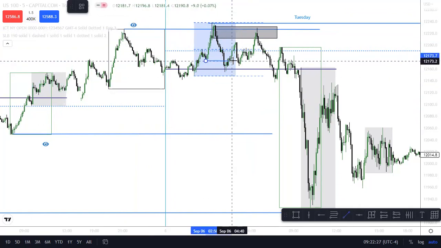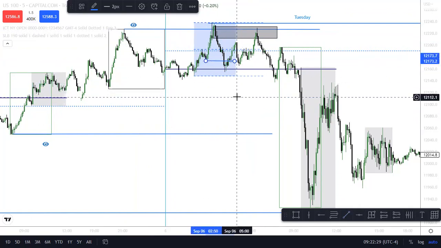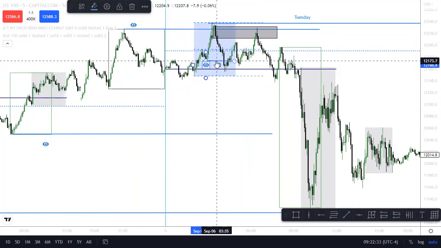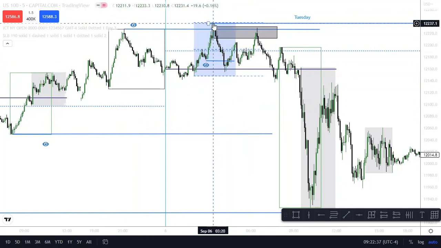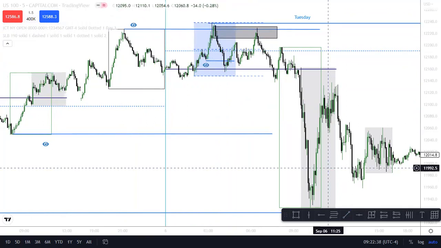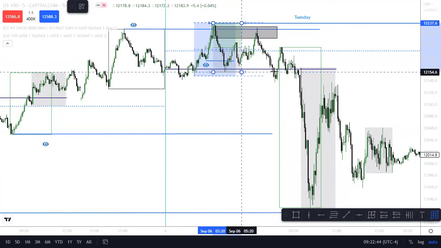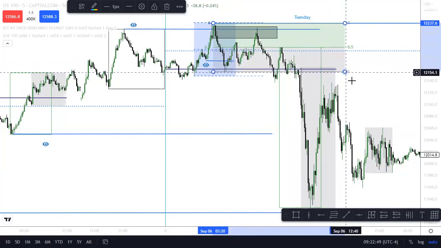This low right here means we have sell side liquidity being taken right there. So if we have a price swing that takes buy side and sell side liquidity, that's our dealing range. Let's pull it over so we can extend it into New York for reference.